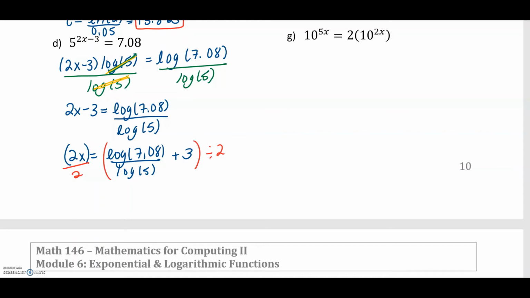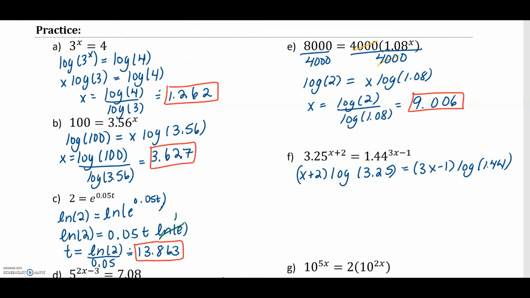Now we solve for x. We find that x is equal to 2.018 when rounded to 3 decimal places. In part E, I started off by dividing both sides of the equation by 4,000 to get the exponential portion of the problem on its own. Then I took the log of both sides to bring the exponent out front. And then lastly, divided both sides of the equation by 1.08 to solve for x.